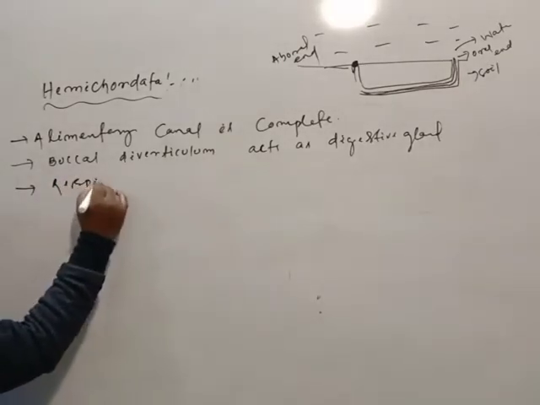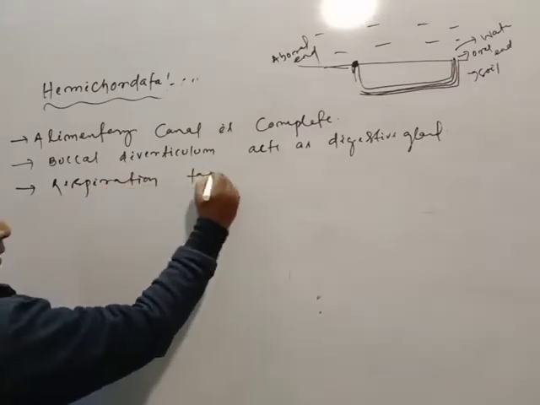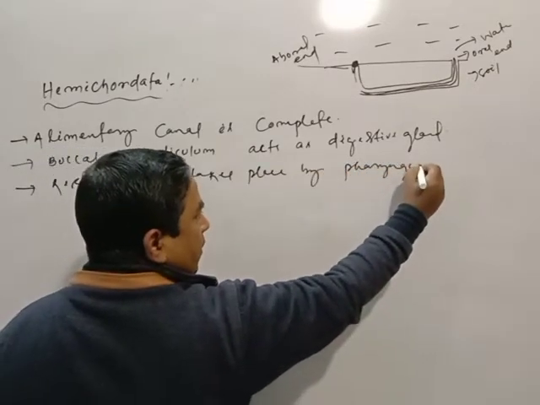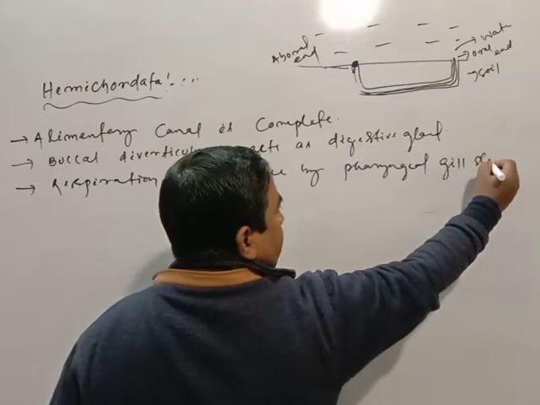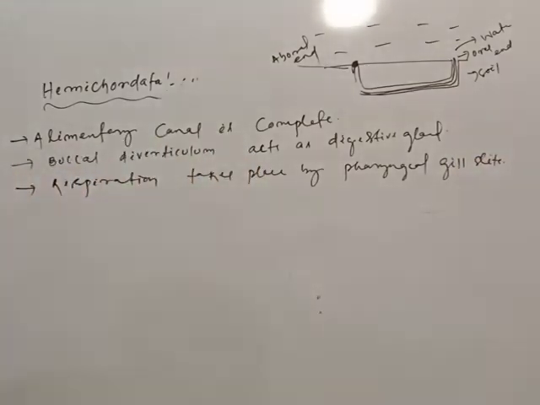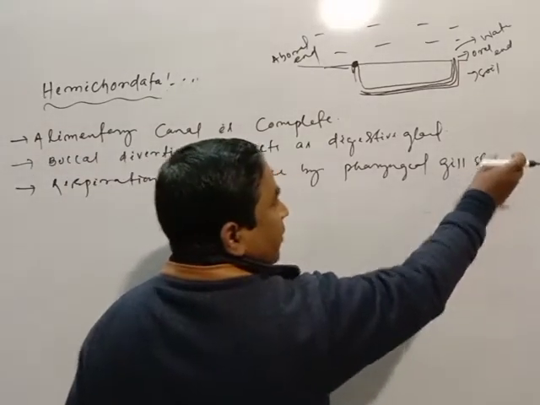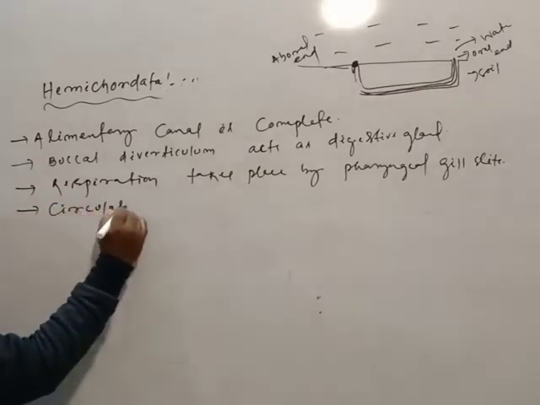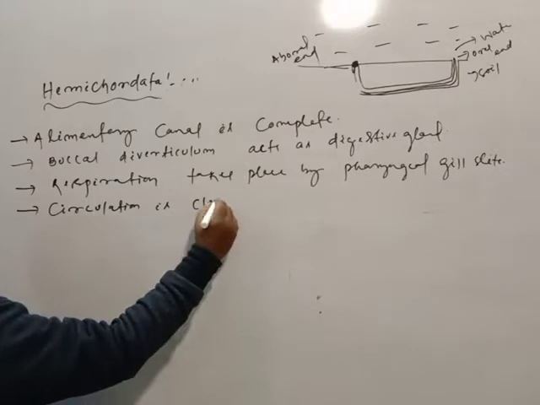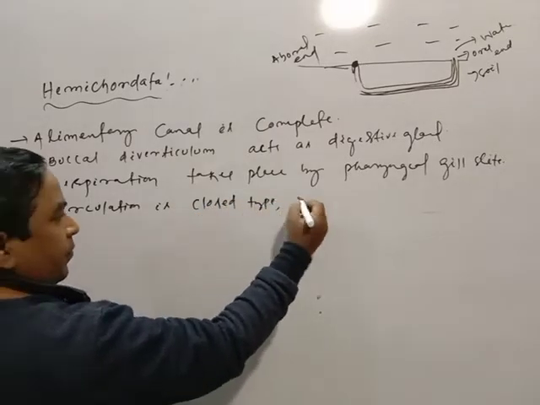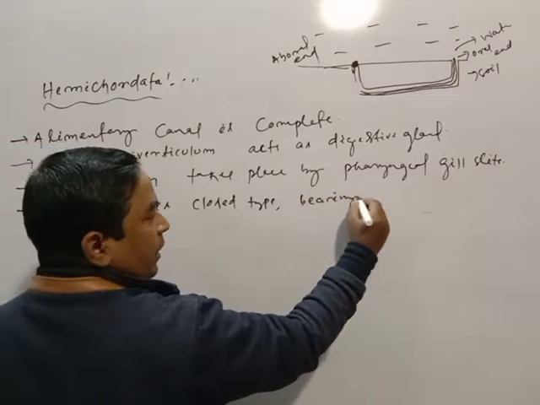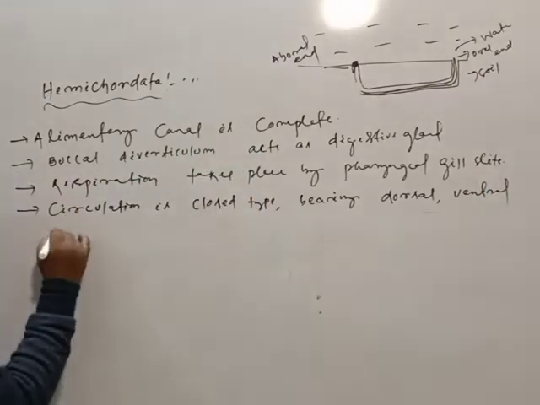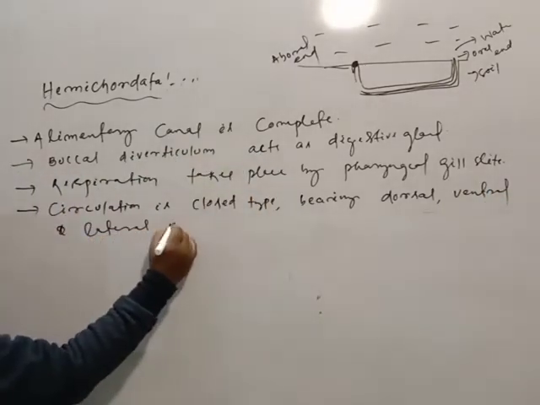Next, respiration takes place by pharyngeal gill slits. Next, circulation is of closed type, bearing dorsal, ventral and lateral vessels.